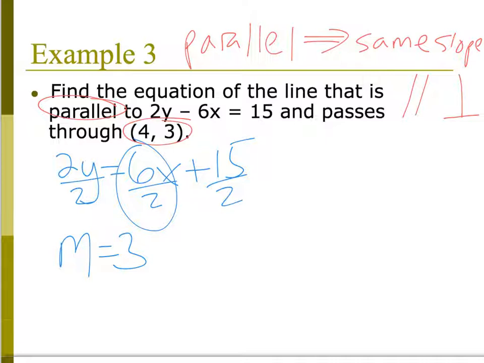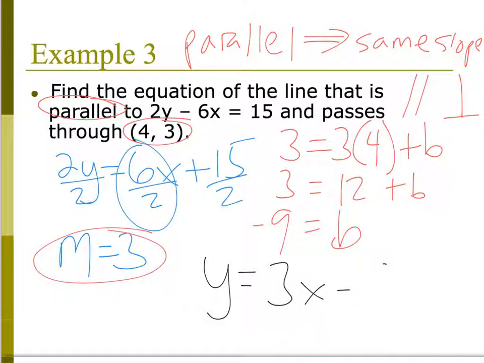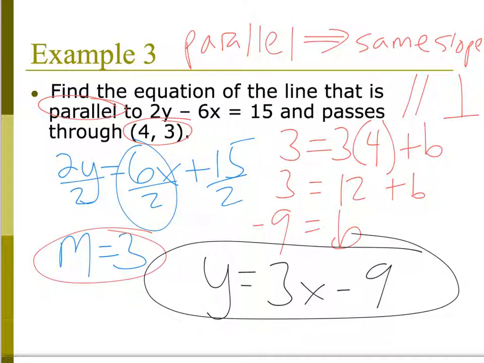I've got a slope. I've got a point, already circled. We're ready to write our equation, or we're almost there to write our equation on a line. So we've got 3 equals, because that's my y. 3 is my slope. 4 is my x plus b. Let's solve it. 3 equals 12 plus b. Subtract 12, we get -9 equals b. I'm ready to rock and roll. We got y equals 3x minus 9. That is an equation that is parallel to the line up there and going through the point 4, 3.